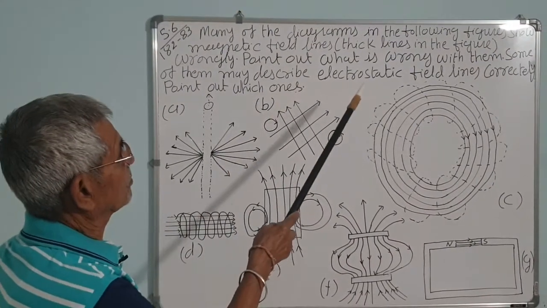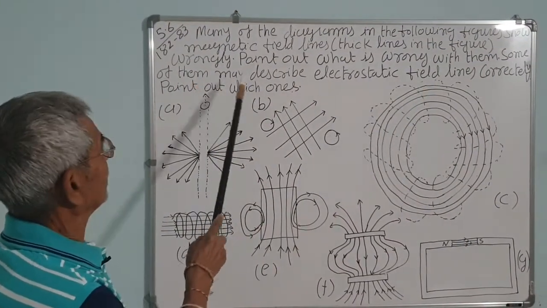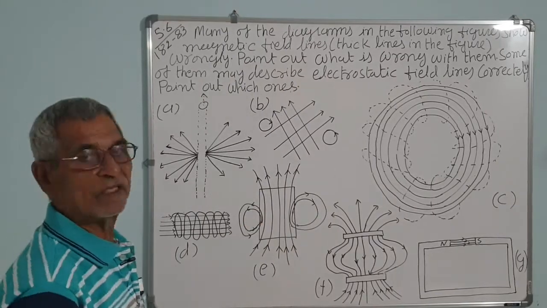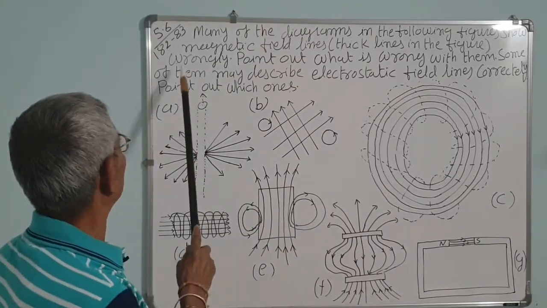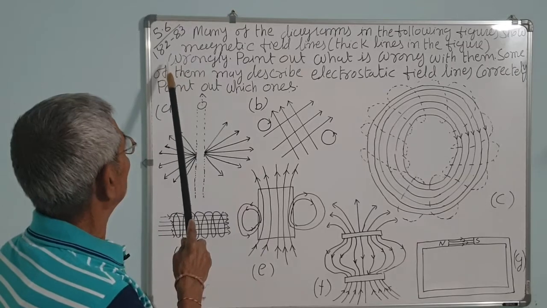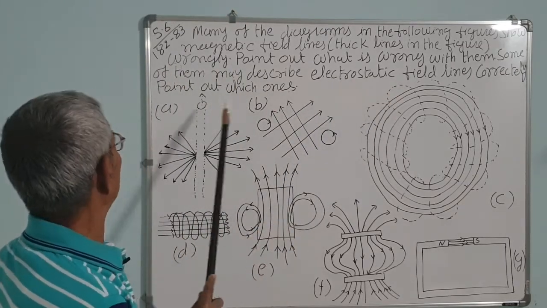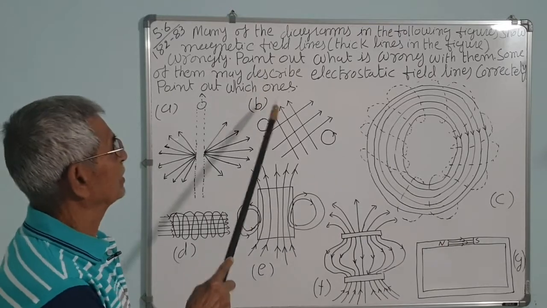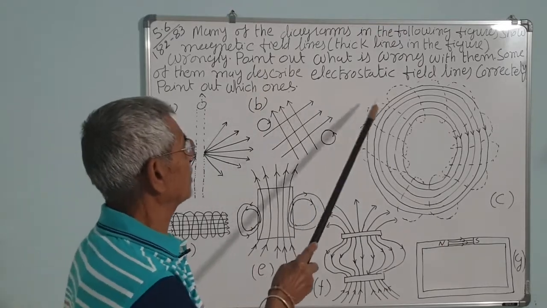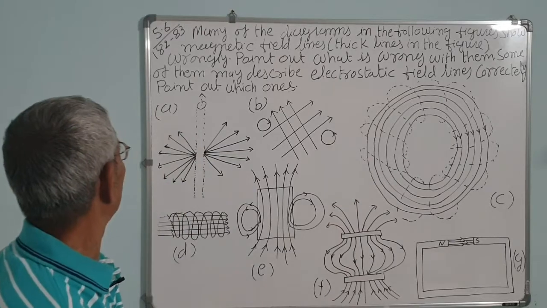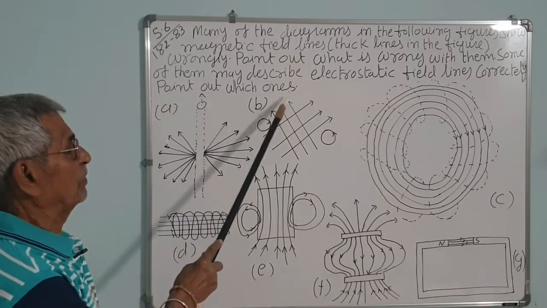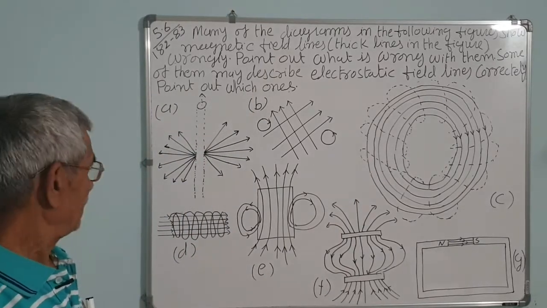Many of the diagrams in the following figures show magnetic field lines, the thick lines in the figure. They show the magnetic lines wrongly. Point out what is wrong with them. Some of them may describe electrostatic or electric field lines correctly. Point out which ones show the electric field lines.